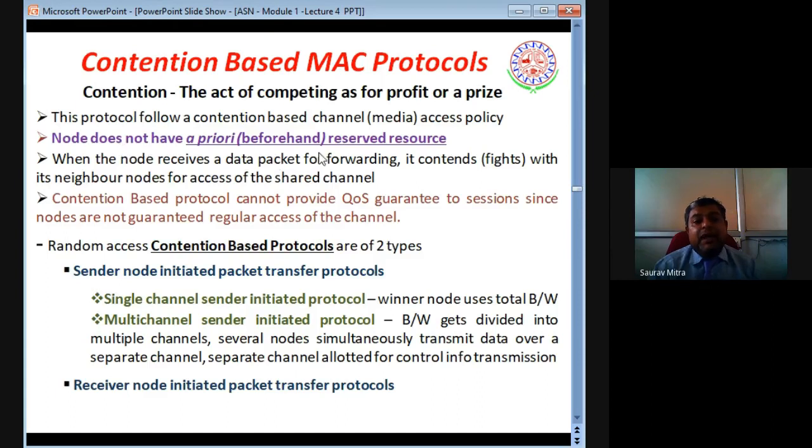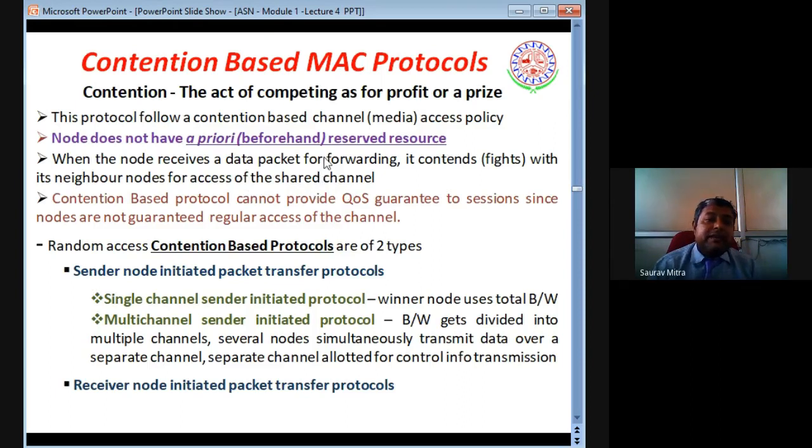Node does not have a priori reserved resource. That means nodes are not allocated the channel permanently. When the node receives a data packet for forwarding, first the node senses the data. That means a packet is ready for forwarding, or it is receiving data from the previous node, because this is a router node. So it is receiving data from the previous node that has to be forwarded to the next node. So when the node receives a data packet for forwarding, it contends, or it starts fighting with its neighbor nodes, for the access of the shared channel.